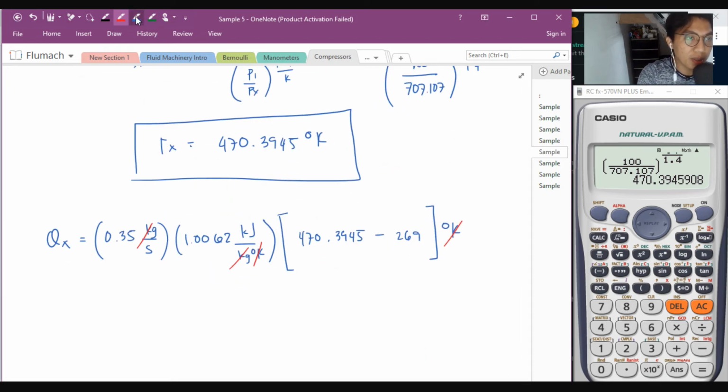So, Qx will be 0.35 times 1.0062 times 470 minus 269. Sama natin pala yung decimal, no? 0.3945. So, the answer will be 70. Okay? 70.49 kilowatts.